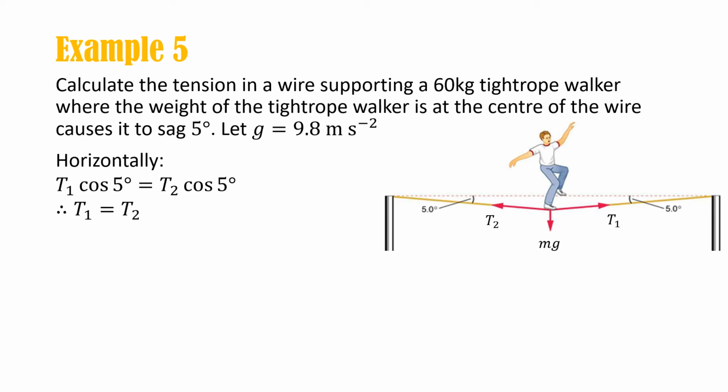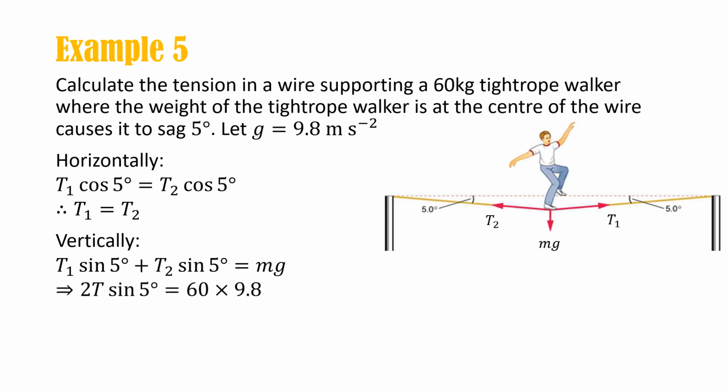So from this point on, rather than using T1 and T2, we're just going to say our force for the tension is just T. So that's for horizontally. Looking at vertically, remember we've got ourselves three forces here. We've got T1 sine of 5 degrees plus T2 sine of 5 degrees is equal to mg. Now, remember I said how T1 and T2 are the same. We're not going to use that anymore, so I can just replace those with T. So I've got T sine 5 degrees plus T sine 5 degrees. Well, that's just 2 lots of T sine 5 degrees is equal to our mass of 60 times our gravity of 9.8.